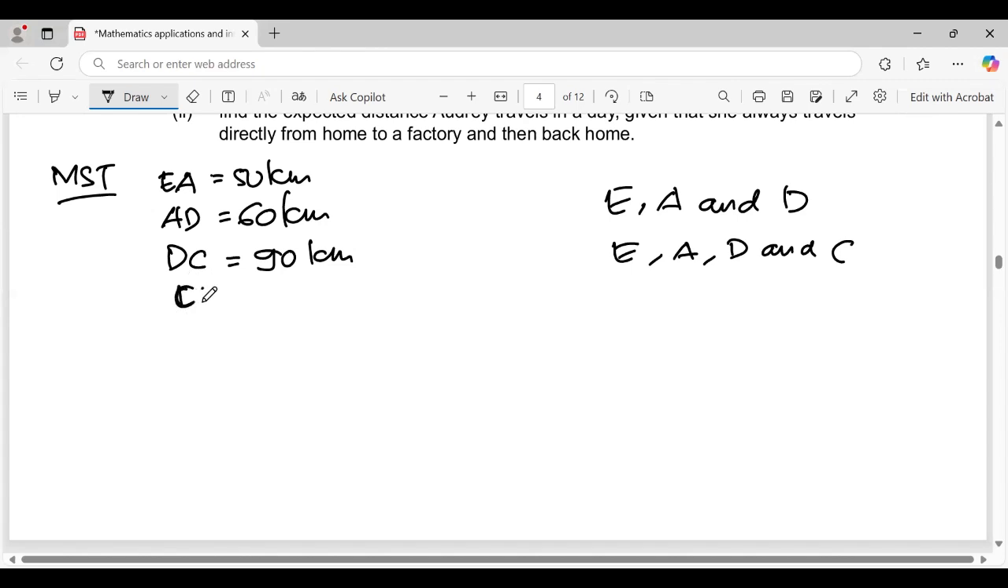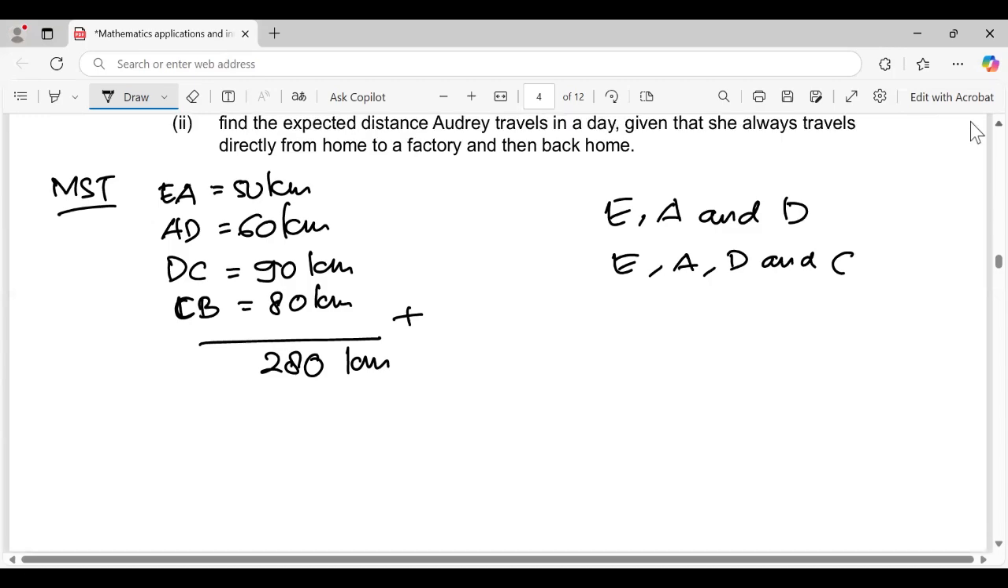CB, I mean the CB equals 80 kilometers. So the total, if you calculate this, is 280 kilometers. So the total weight of the MST is this one, 280 kilometers.